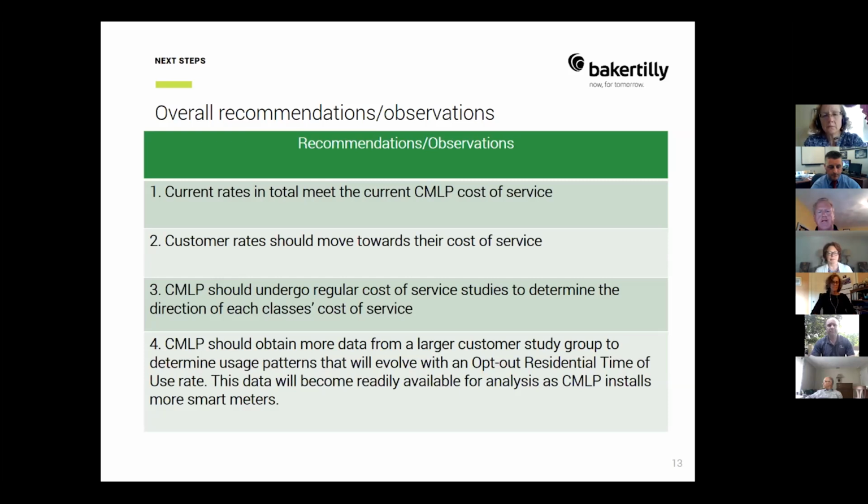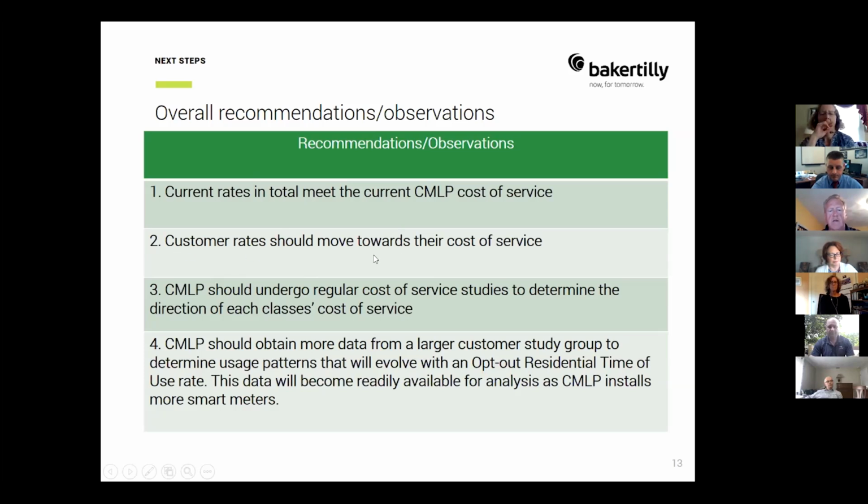So in our initial draft of this study, which is still a rough draft, which will be edited as we move ahead here, we had some basic observations and recommendations that came out of that. There are a lot more than this, but I wanted to hit the high points of that. And our first observation is that our current rates in total meet the current cost of service.